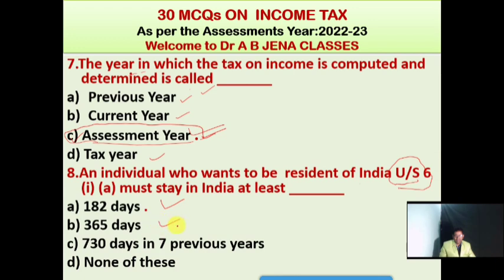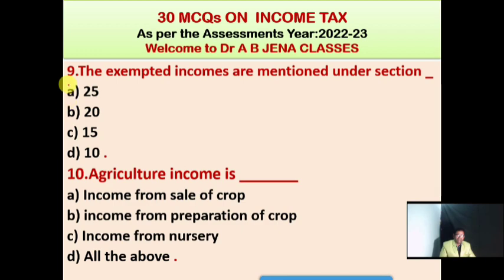182 days or 365 days or 730 days in 7 previous years? None of these. So the right option will be A. An individual who wants to be a resident of India under section 6(1)(a) must stay in India at least 182 days.